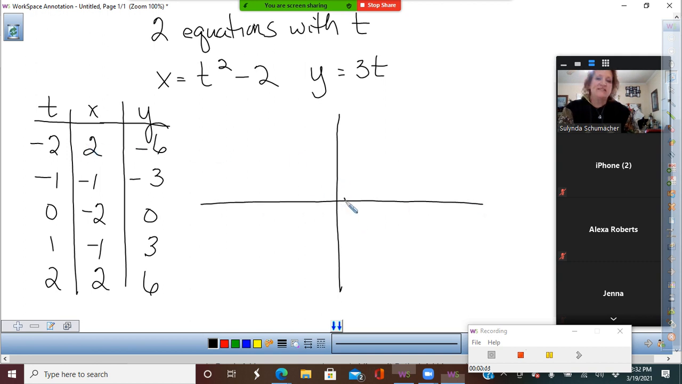Plotting 2, -6. Helps if I plot it in the right spot. All right, so 2, -6. Then -1, -3, right there. I have -2, 0. I have -1, 3. So here. And I have 2, 6. So 4, 5, 6 up here.